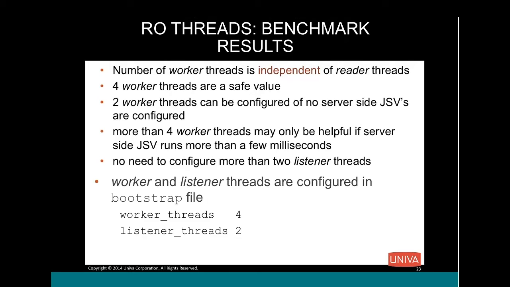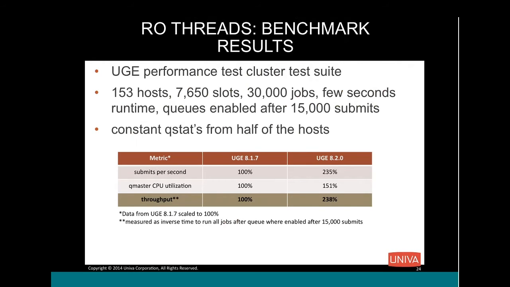Now you're probably wondering, what happens when you use QMaster read-only threads? Well, you do get a bump in performance. We have done testing on larger clusters with, as you can see here, not a massive cluster, but 153 hosts with 30,000 jobs. They're very short jobs, with a few-second runtime. And we essentially start enabling the queues once we've got a good backlog of jobs, so we don't start from a cluster that's empty and then have it process. We have a good backlog, and let it run.